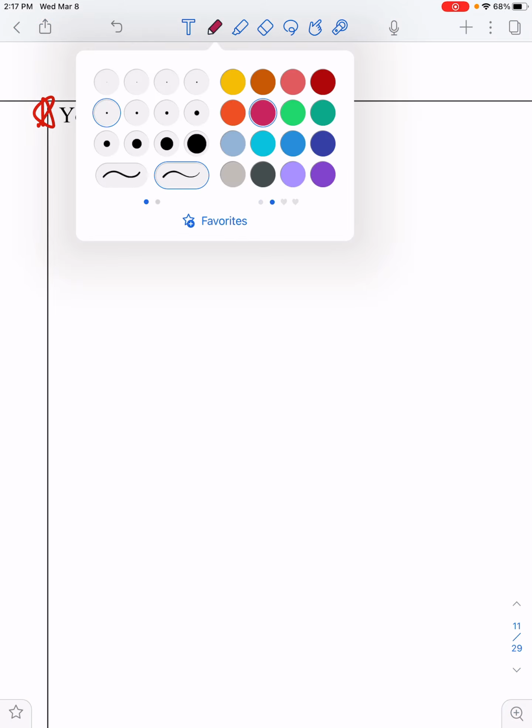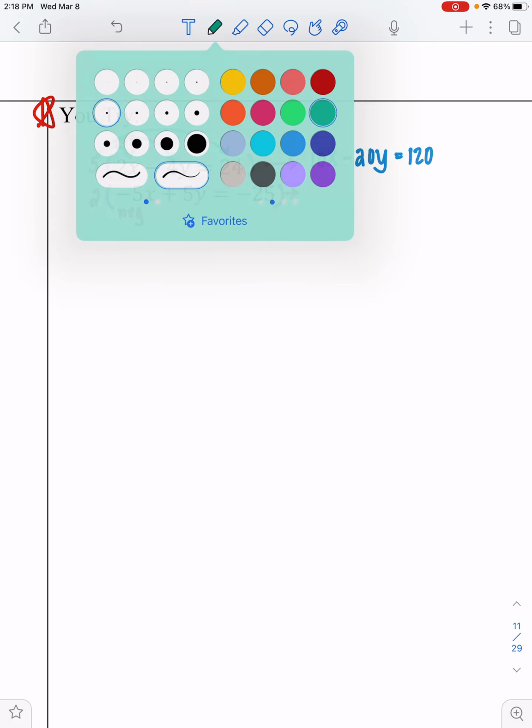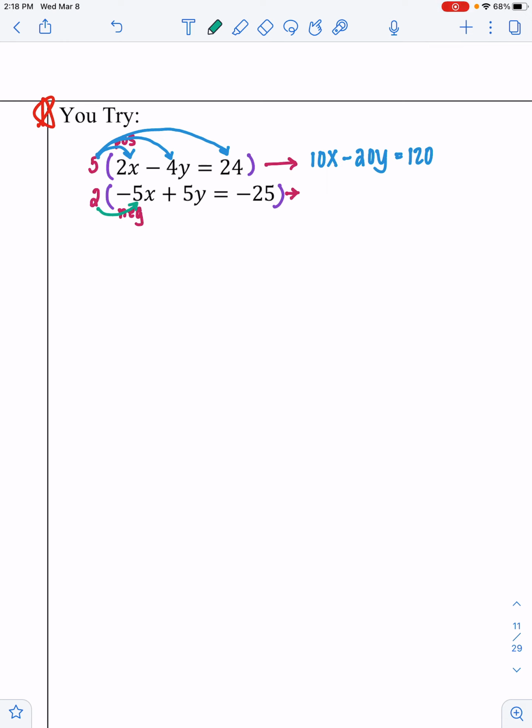Once we have our numbers, let's go ahead and distribute. So 5 times 2x is 10x. 5 times negative 4y is negative 20y. And 5 times 24 is 120. Let's do the same with the bottom. 2 times negative 5x is negative 10x. 2 times 5y is positive 10y. And then 2 times negative 25 is negative 50.